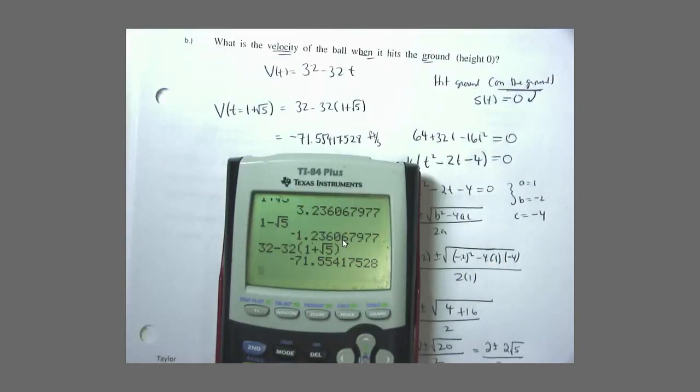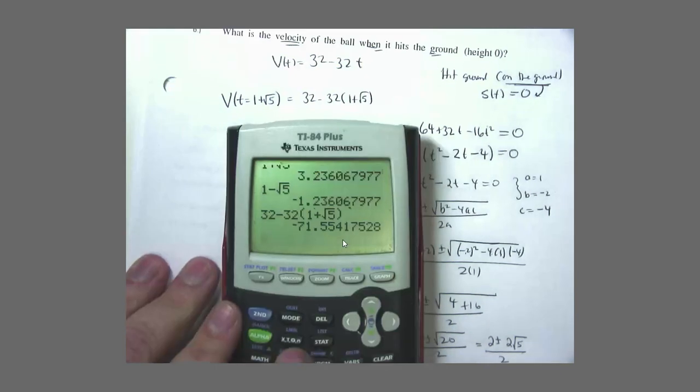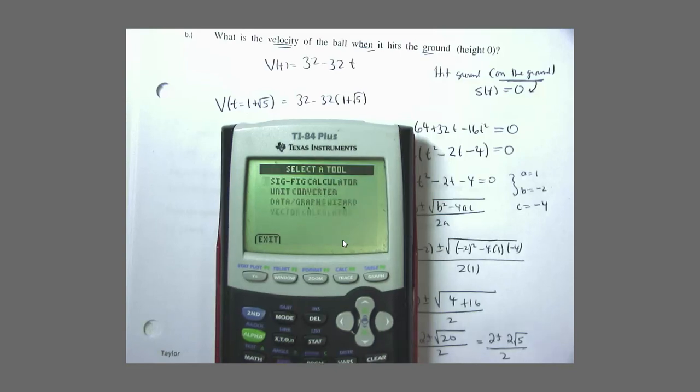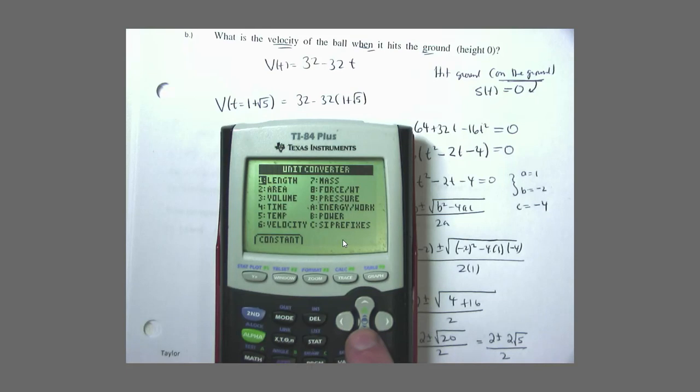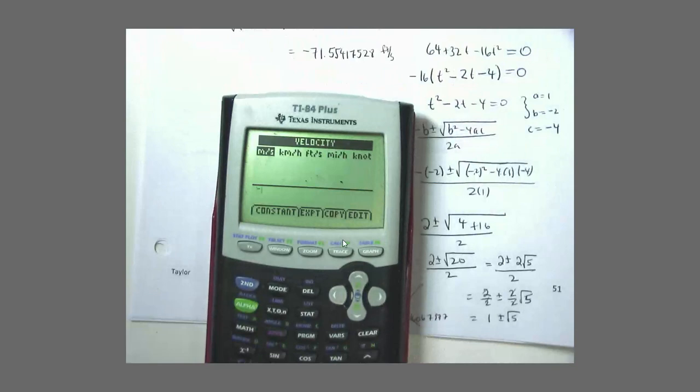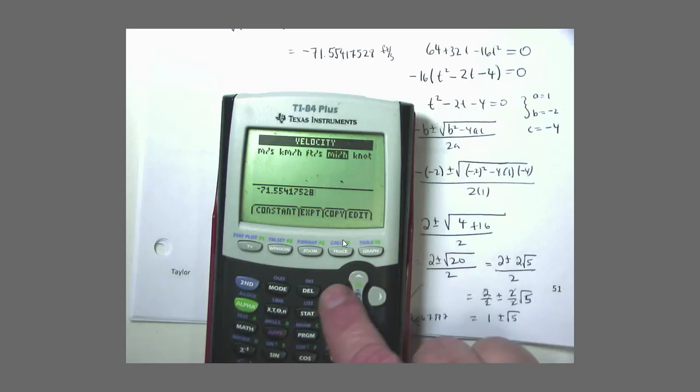So let me do this. I got the TI-84 and I'm going to hit my apps button here and scroll down to scientific tools. I'm going to do a unit converter. This thing is feet per second. That's a velocity, so I'm going to number 6. I'm going to hit velocity and type in my number. What was my number? It was negative 71.55417528. What units was that? Feet per second. That one right there. I'm going to hit enter.